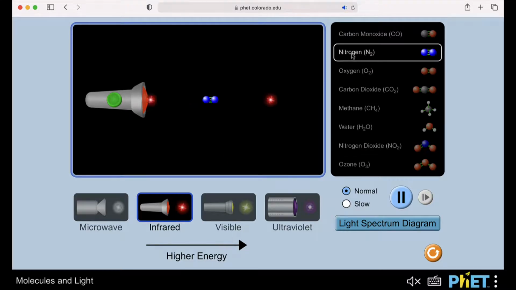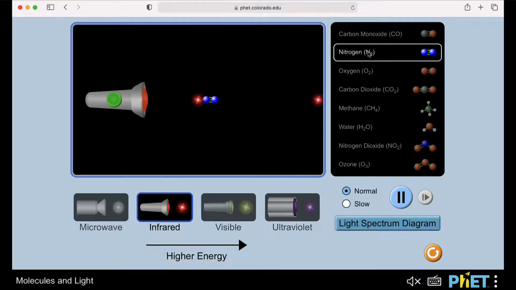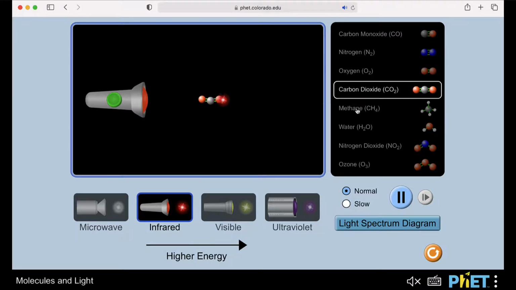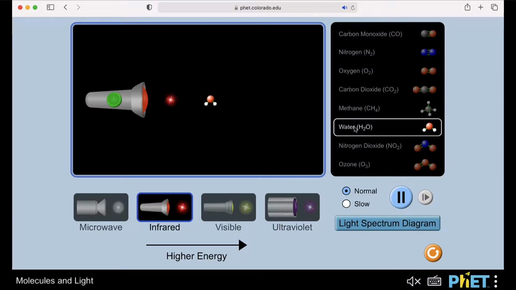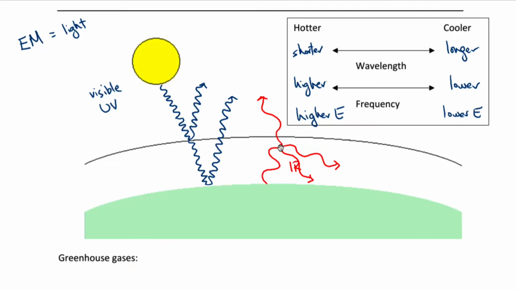Just a note before we leave this, that nitrogen and oxygen are not greenhouse gases because they are effectively transparent to infrared light as well. So nitrogen and oxygen don't absorb the infrared light, but carbon dioxide and methane and water vapor and nitrogen dioxide all absorb that infrared light. They're all greenhouse gases.